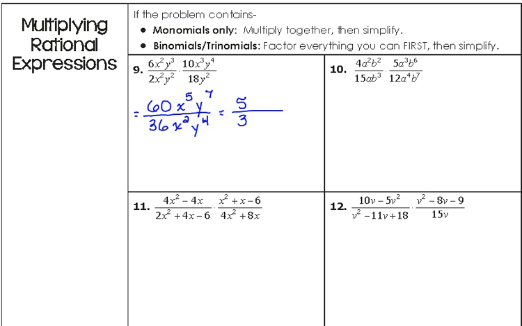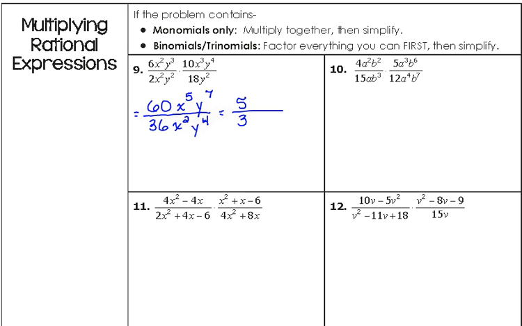Go ahead, Dakota. All right. What do we do with exponents when we're dividing them? Subtract. Okay, when we multiply, we add. When we divide, we subtract. So we do top minus bottom.